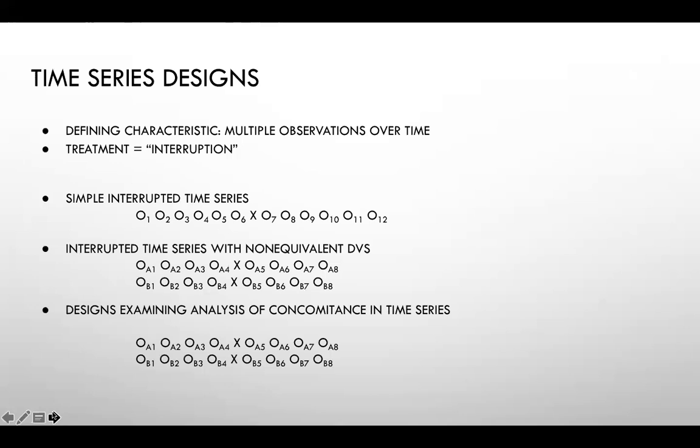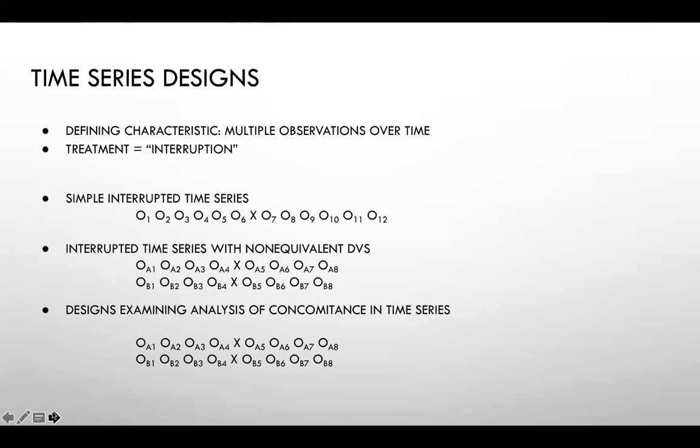First, we see a simple interrupted time series. We have multiple observations before treatment, O1 through O6, so we did 6 observations. Treatment was initiated, and then we observed O7 through O12. What we're looking for is any changes from pre-treatment to post-treatment. Two advantages of this type of design over other quasi-experimental designs are that researchers can detect maturational changes prior to treatment, and it also allows for an analysis of seasonal changes.